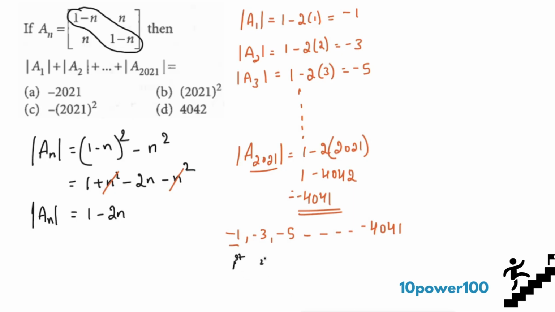First, this is second, and this is third, and we all know that this is actually the 2021st value. So in this series there are 2021 elements. Okay, now by using AP, we'll find out the sum of this series.